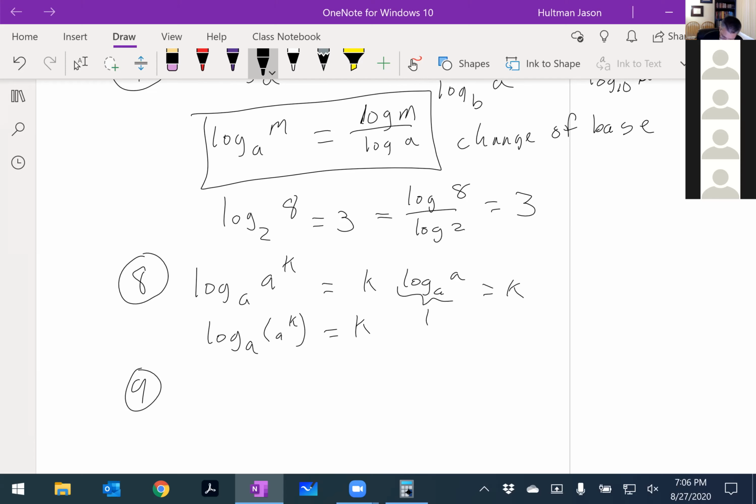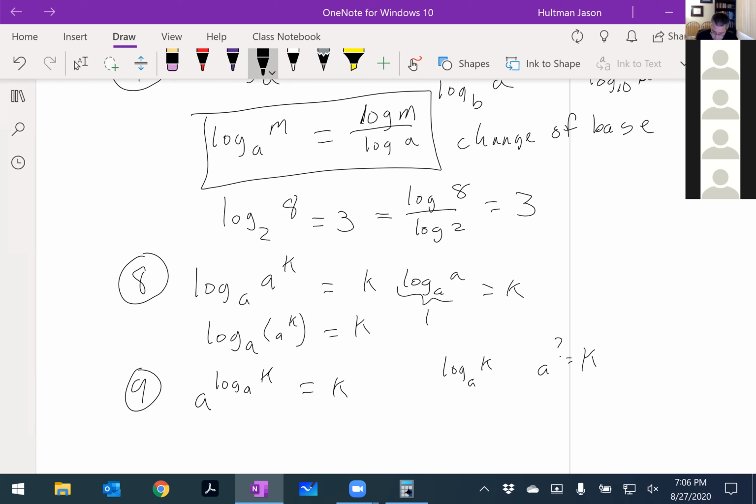Very similarly, if I take a to the log base a of k, this also ends up being k. Why is that? Well, log base a of k is asking: a to the what power is k?